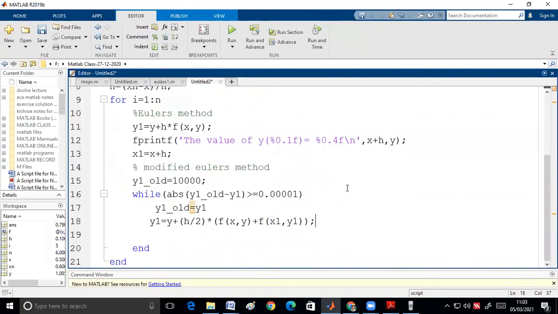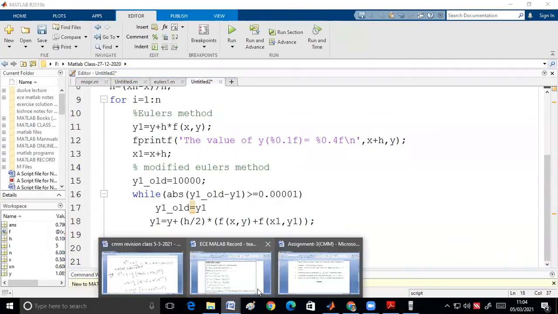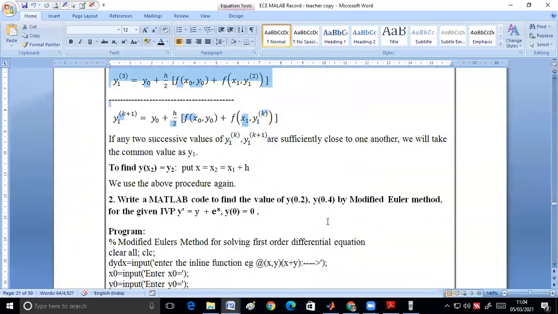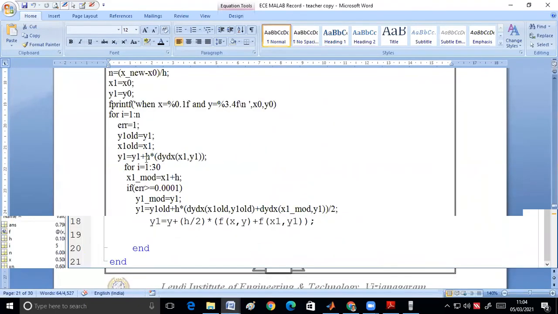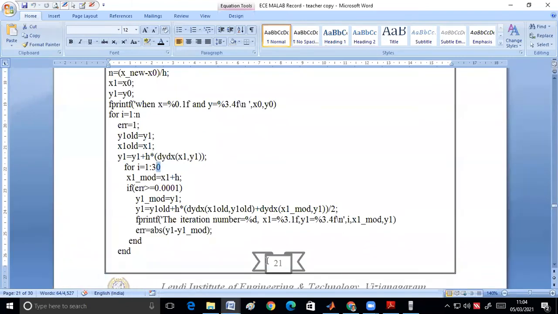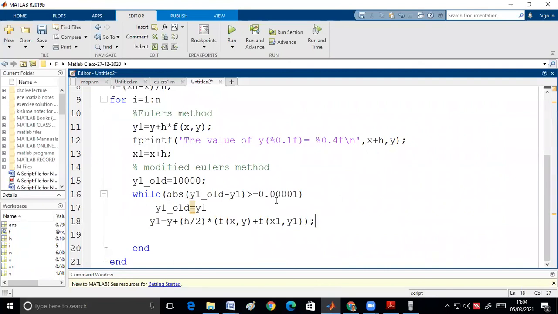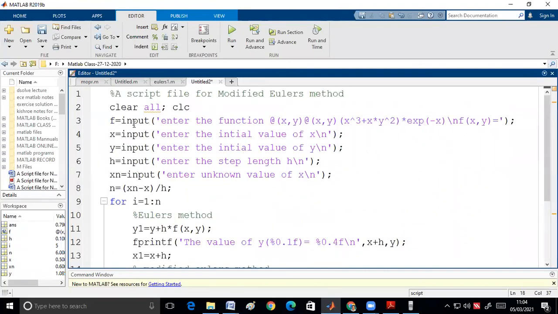Now I will repeat again, just a very easy program. I am using a while loop, or you may use a for loop, no problem. In our program, a for loop is given, with an if condition. So here 30 iterations are given in our record, but I have changed it using a while loop. What is the program? Just listen, try to understand. F is the input function, x is the output function, y is this one, and h equals the step length, xn is the final value.